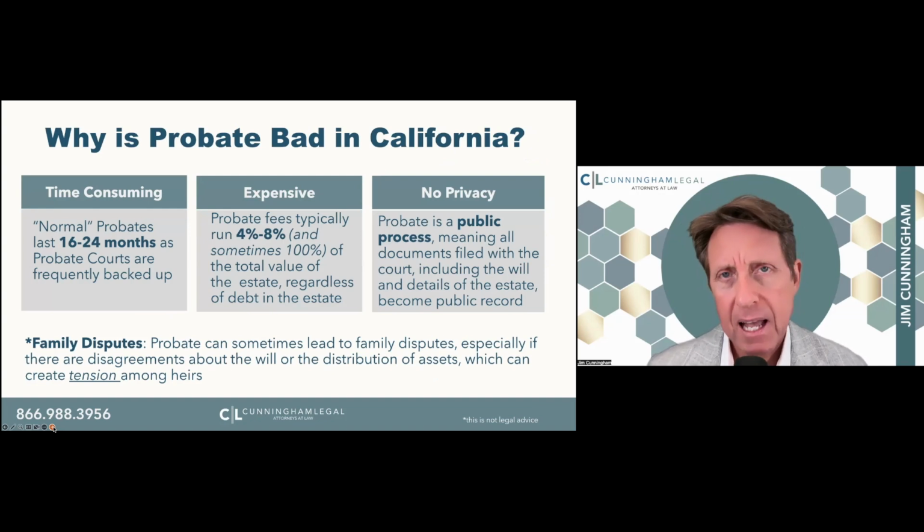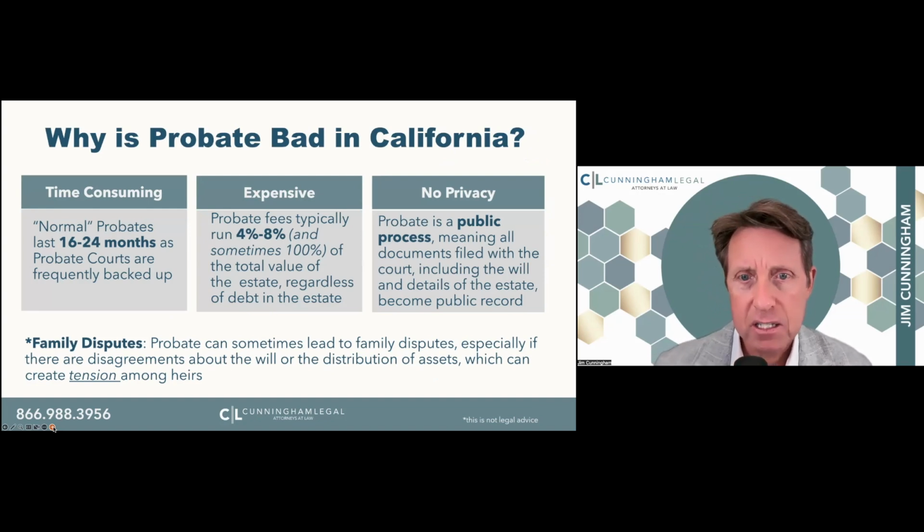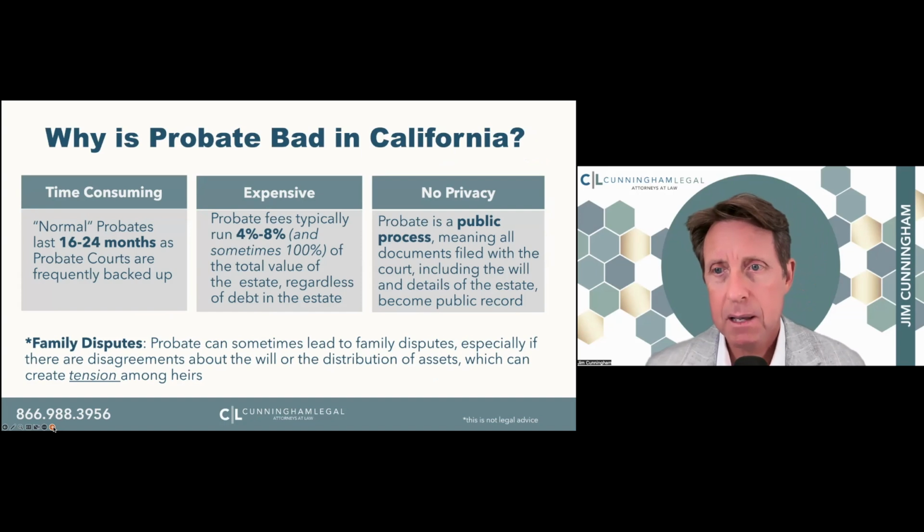Why is probate bad in California? We cover this in other webinars. It's a 16 to 24 month process. It is very expensive. It is 4 to 8% minimum. It can be as high as 100% of the value of the estate. And we'll have an example why.